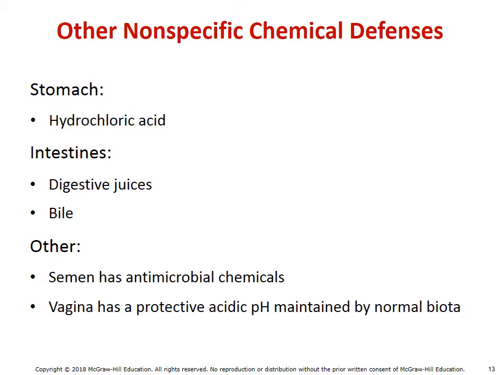There are other non-specific chemical defenses, including things like the stomach. The stomach is really just a bunch of acid, and as a result, we can break down pathogens as they come in. In the intestinal tract, we see things like the digestive juices and even bile.